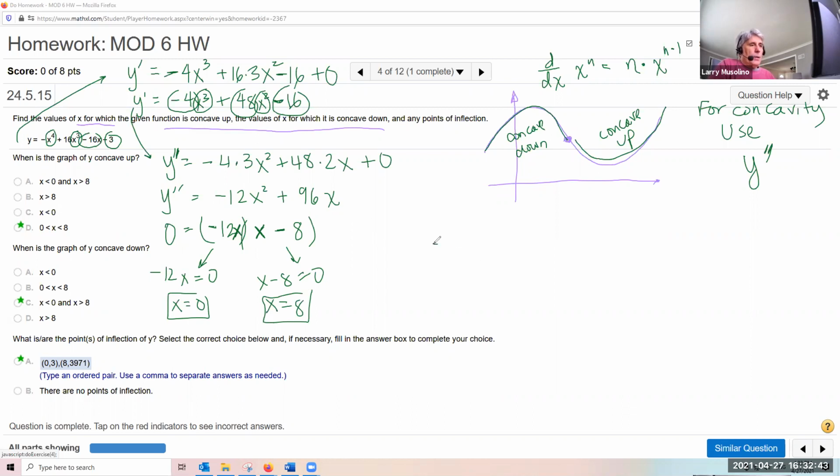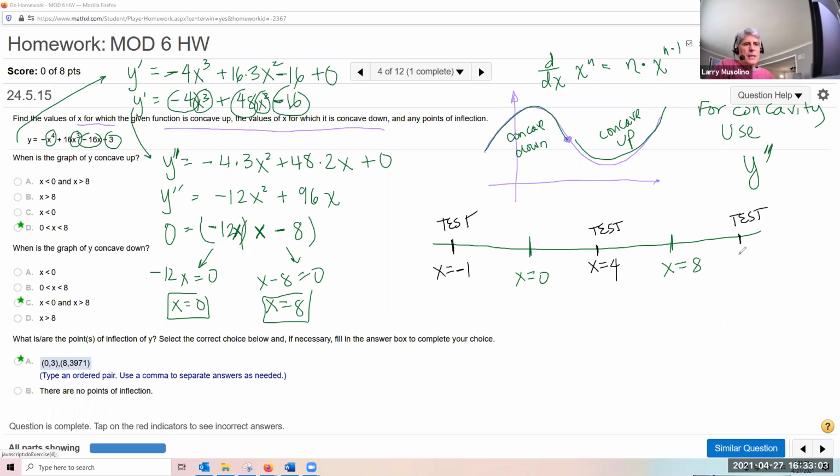I make up a number line with x equals 0 and x equals 8. And I pick a test point in each interval. So let me pick a test point back here. Let's say x equal -1. I'll pick a test point here in the middle somewhere. I'll say x equal 4. And I'll pick a test point over here, maybe x equal 10. You'll probably pick different test points, but you can pick any value you want for x as long as it's within the interval.